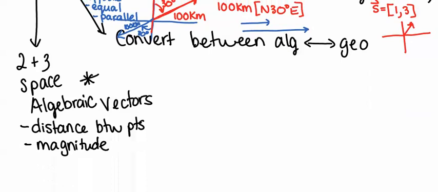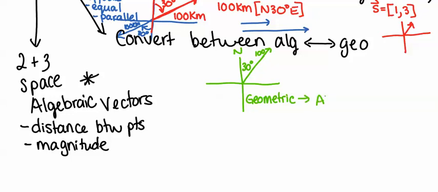Okay, next task is converting between an algebraic and a geometric vector, so being able to go both ways. So if we had a geometric vector like the one we just had, so let's say we had one that's north 30 degrees east, and it's 100 kilometers. So there's our geometric vector, a directed line segment. And let's say we want to represent that as an algebraic vector.